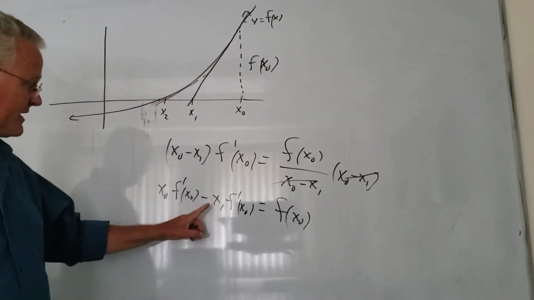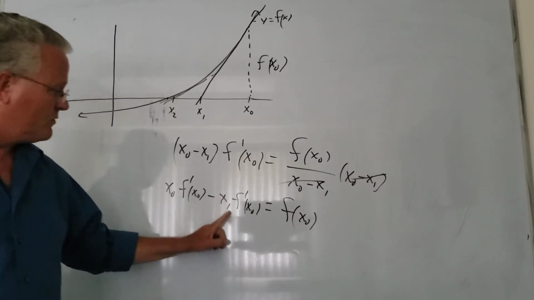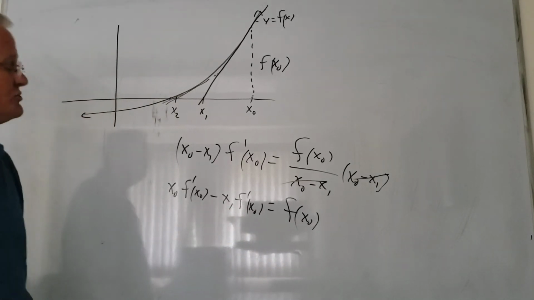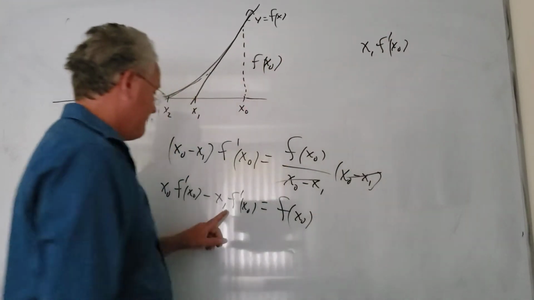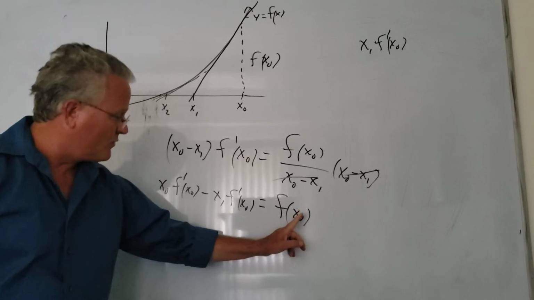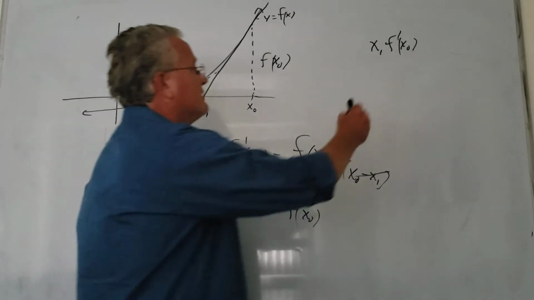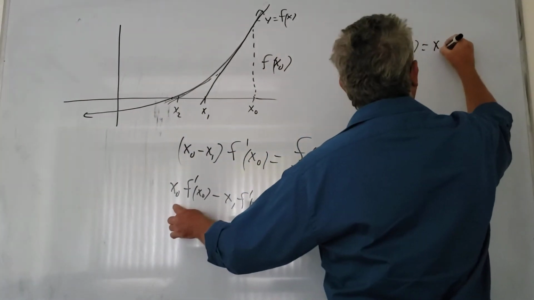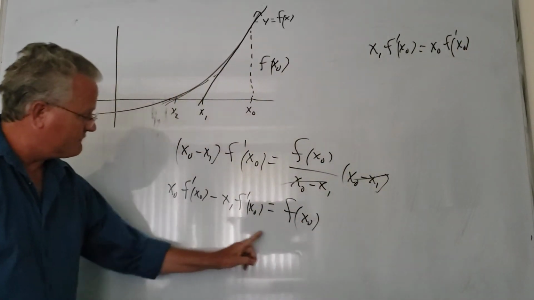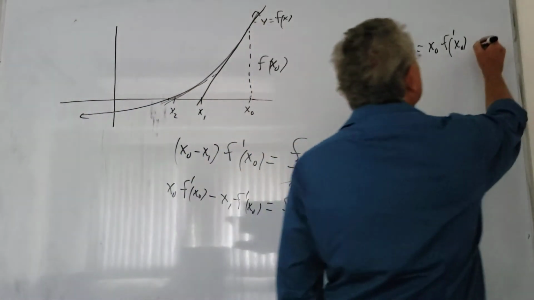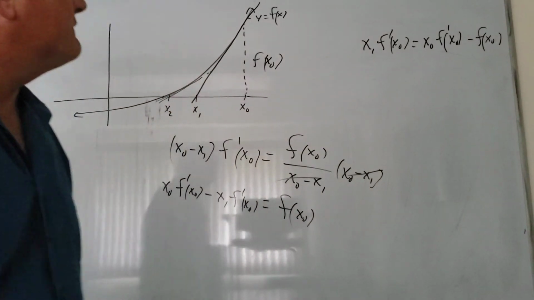Now I want to solve this for x1. So if I move this to this side, and I move this to this side, when that's over there, we get x1 times the derivative of f at x0. So I move that over there. And then when I move that to the other side, we're going to get x0 times the derivative of f at x0. And then when we move this to the other side, we're going to get minus f of x0. Right? Now again, we're solving for x1.